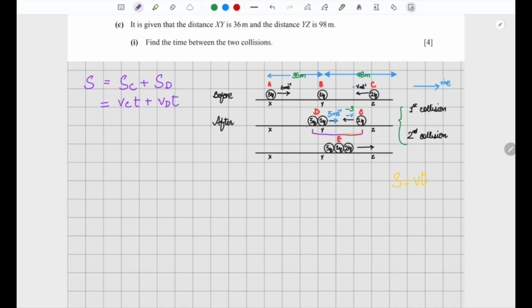So in this whole, we know v of C, we know v of D, we need to find t, but we don't know the distance between them. So let's first find that out. How to find that out? They say this much is 36 and this much is 98. So what is the distance in between? If you find out how much distance A has covered to reach point Y, it will be the same time in which particle C has covered some distance. So let's find out that.